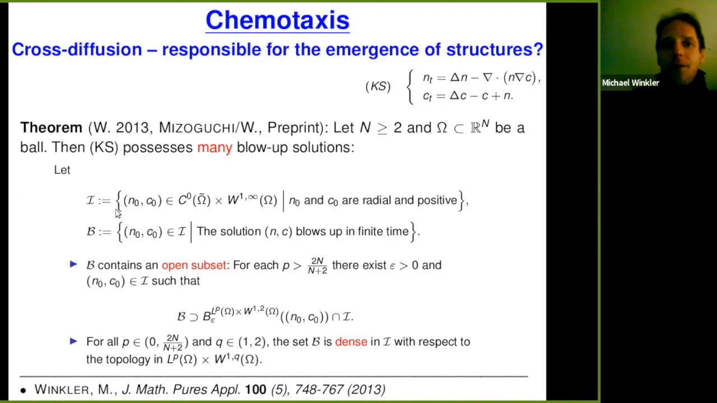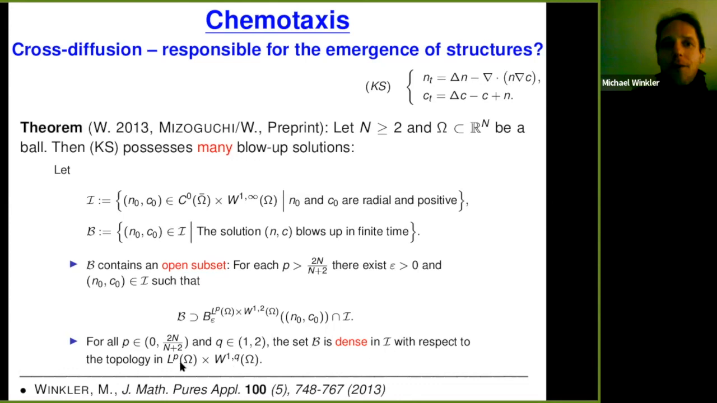There is a set of initial data, admissible, say, nonnegative and radial, sufficiently smooth. Out of these initial data, you choose the set B, the blow-up enforcing initial data, which are such that the corresponding solution blows up in finite time. This set B contains an open subset in some topology, L^p times H^1. And generic means dense, and the second part is maybe the more important part: the set B is dense in the set of all admissible initial data.